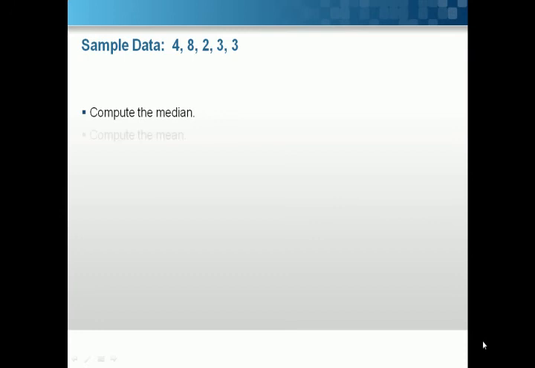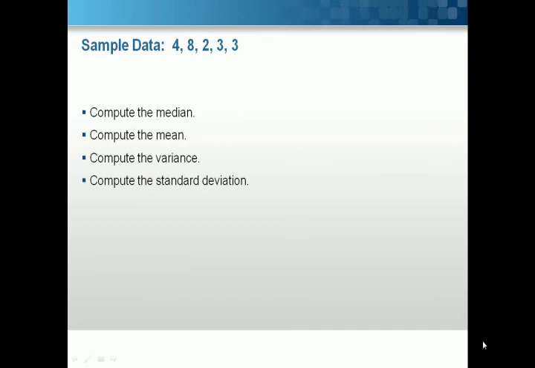We start with a set of sample data, this 4, 8, 2, 3, 3. That could be, for example, the number of people in line at the grocery store. So what we want to do is just compute a few basic summaries of that. Of course, with 5 numbers you really wouldn't need to do that much, so we'll compute the median, the mean, the variance, and the standard deviation.